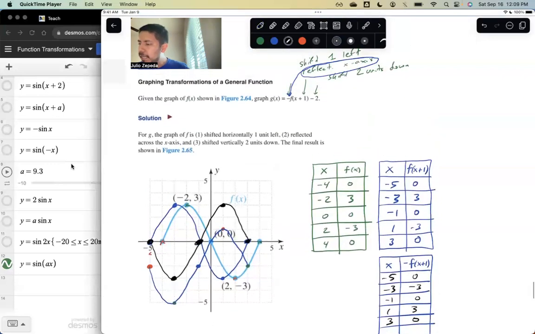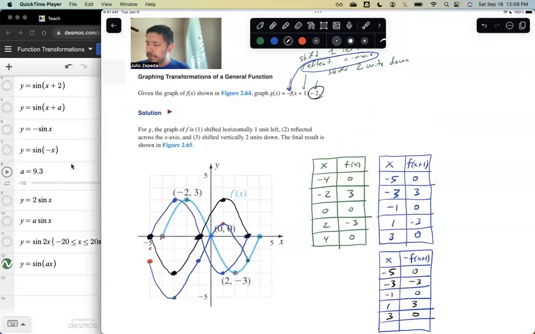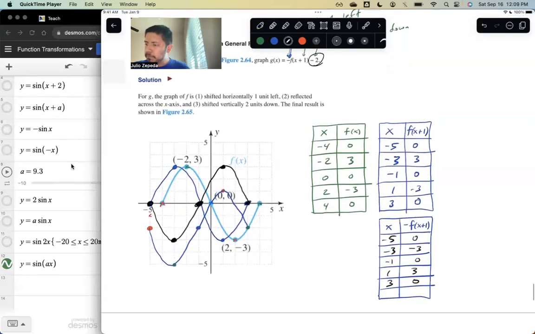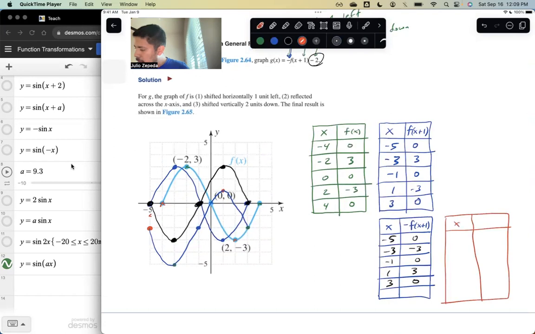And then finally, the last one here is -2. We'll do that one in red. That's going to be just the rest of it, so negative f of x plus 1, -2. What does that -2 affect? Does it affect the x values or the y values? It affects the y values.